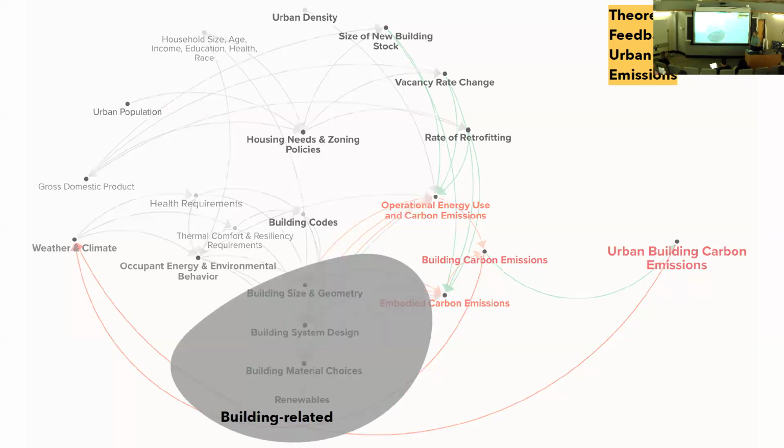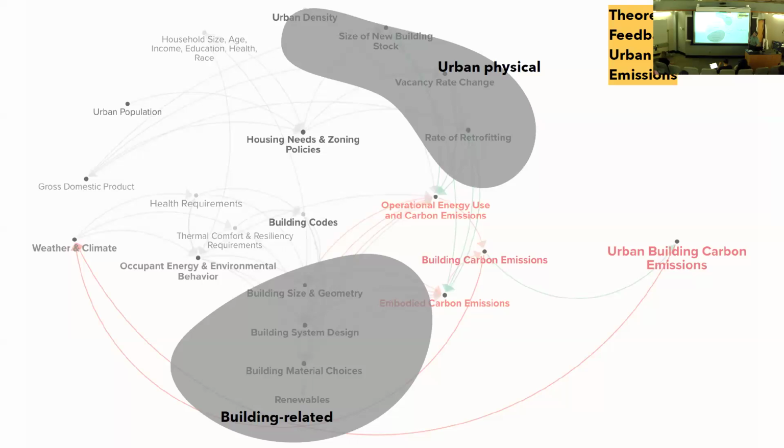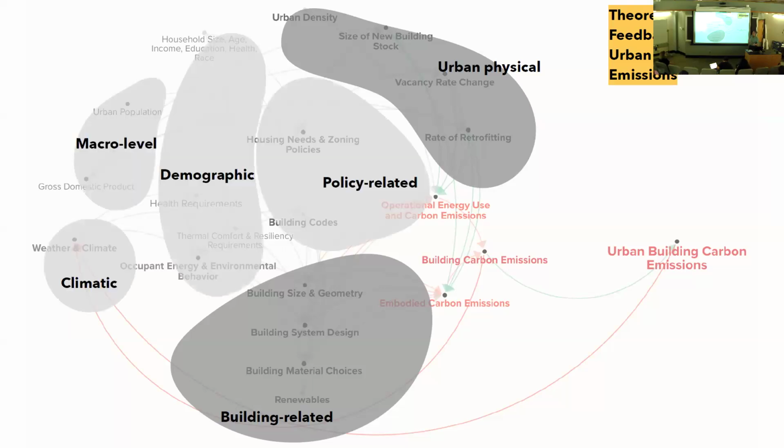If we try to organize this a little bit, we see some of these factors are building related. For example, building size and geometry, building system and design. I have to be fast. Building material choices. These are affecting building carbon emissions. There are urban factors that are affecting, such as size of new construction. And then behind this, there are a set of policy-related, demographic and macro level drivers that all affect these two. And through these two, we affect urban building carbon emissions.